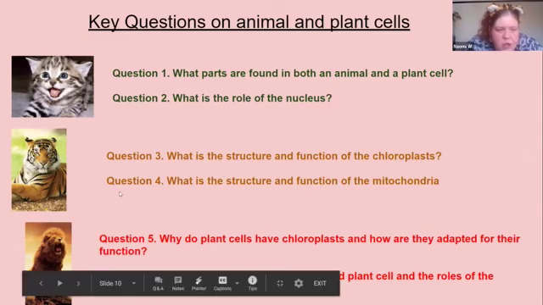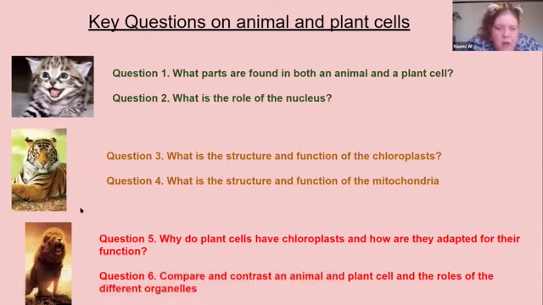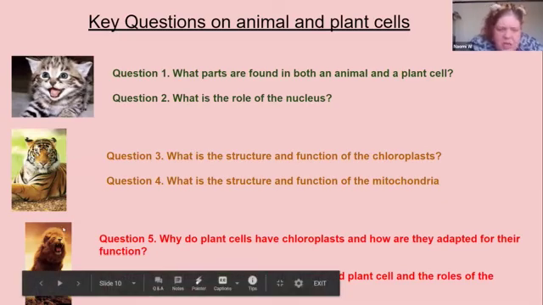And then if you want a super duper challenge, you'll notice my roaring lion question at the bottom, and that's why do plant cells have chloroplasts and how are they adapted for their function, as well as compare and contrast an animal and a plant cell and the roles of those organelles. So they're your really tricky questions, and I'd expect some of you to get them, but I don't want anyone worrying if they can't get them. So they're going to be your key questions to answer this week.